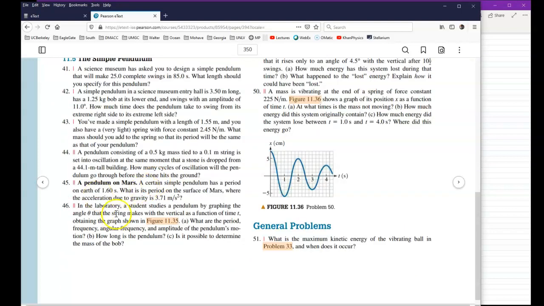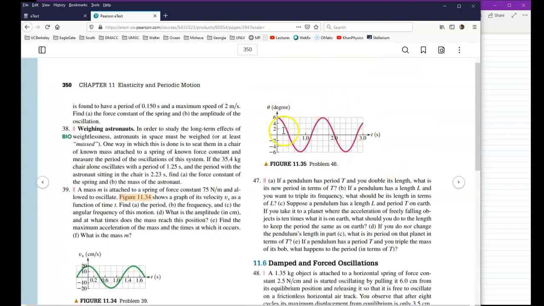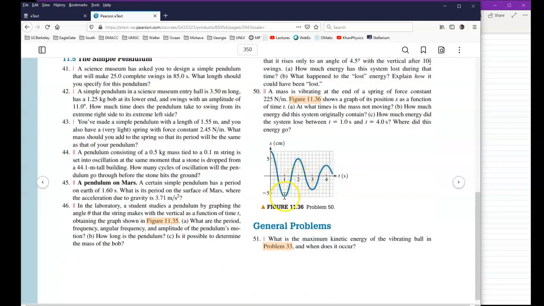Anyway, 46. He says, in the laboratory, a student studies a pendulum by graphing the angle theta that the string makes with the vertical as a function of time, obtaining the graph shown in the figure right here. He gets this graph right here. We'll come back to it in a sec. Let me read it first.